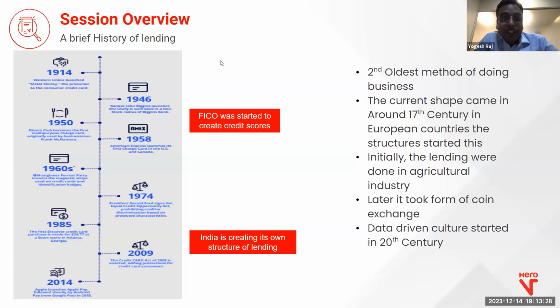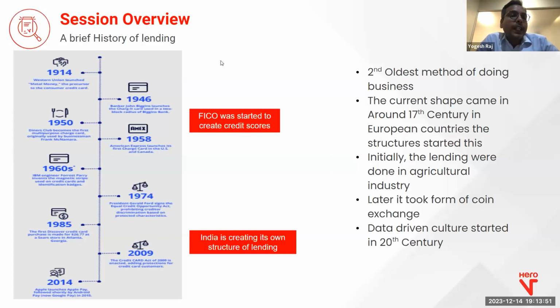After that, in the 20th century, things started to become a little data driven, which you see currently, where people started collecting different kinds of data, although in a very crude shape. But with that, they wanted to take decisions.